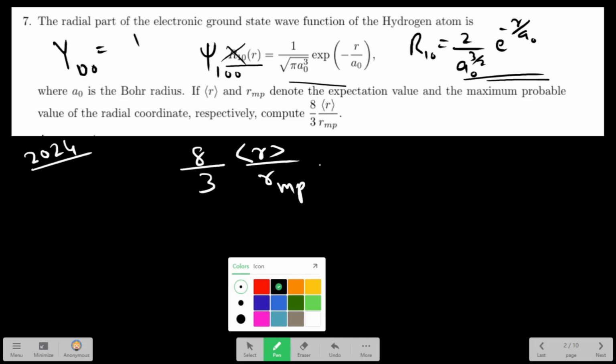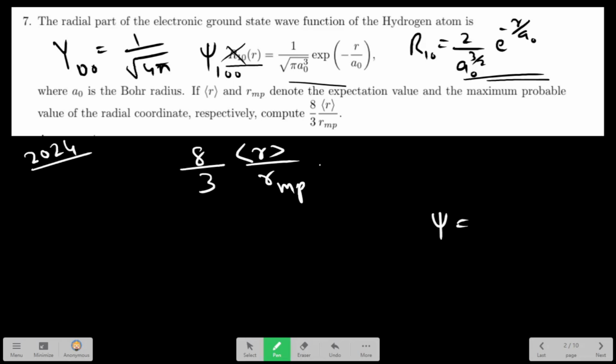This is equal to 1 by root of 4 pi. When you multiply the angular part by the radial part, then you will get the total wave function. So the total wave function psi is equal to psi 100, which is equal to 1 by root of pi A0 cube times e raised to minus R by A0.